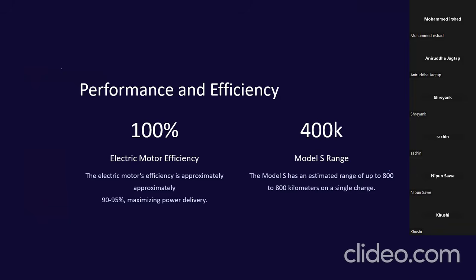And in terms of range, the Tesla Model S has an estimated range of 800 kilometers, which can change based on different weather conditions, different drivers, different driving patterns, and also different road conditions. So we'll discuss how the environment can affect this range.